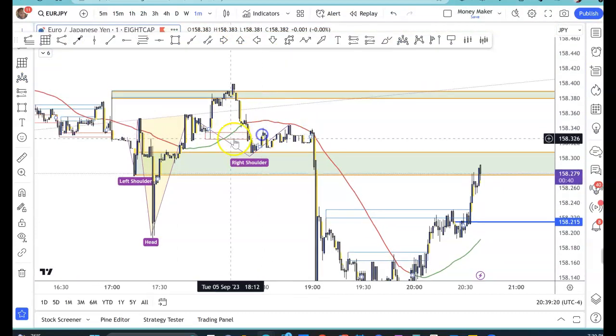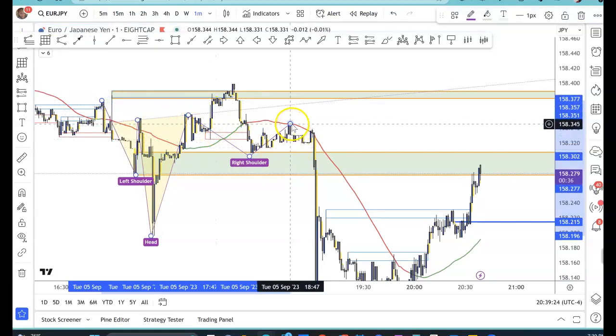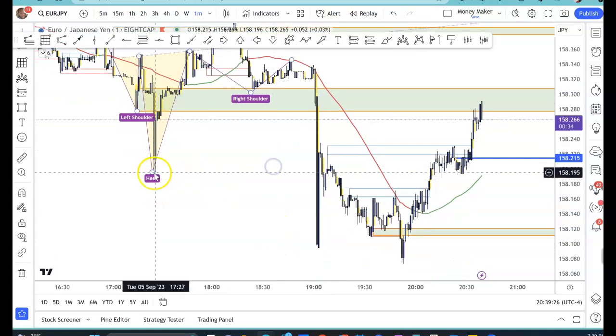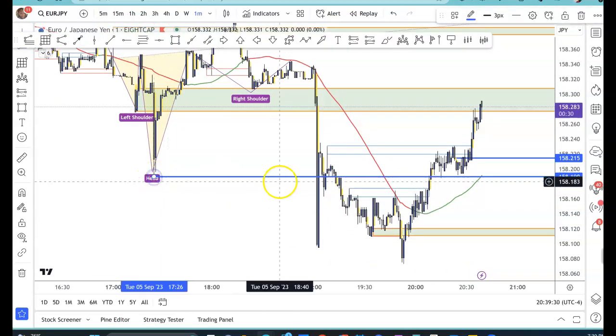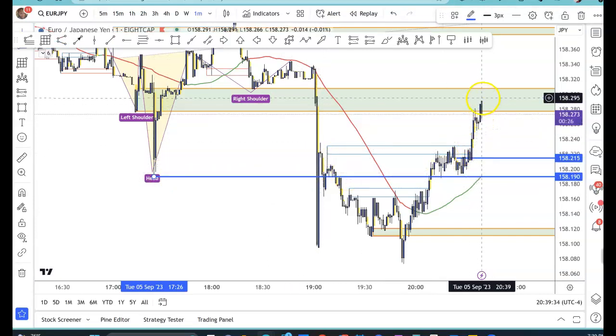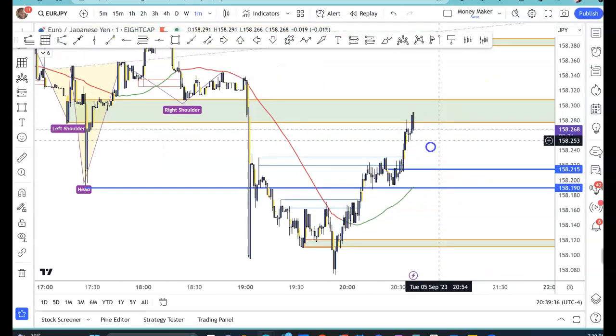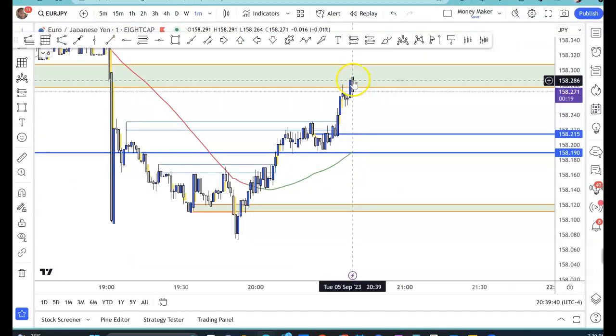Okay, so the right shoulder did play out a little bit with this. Right here, we got the close below the head, which let me know this market is selling. So the close below the head was here. I'm waiting for this market to come back up here and sell off. And as you can see, this market did exactly what I expected it to do. It is selling right now on this 1 minute time frame.